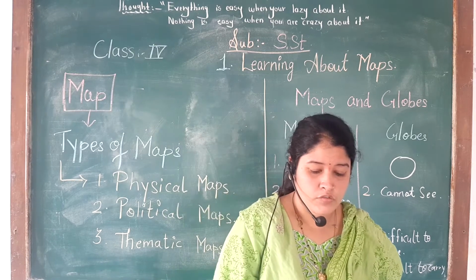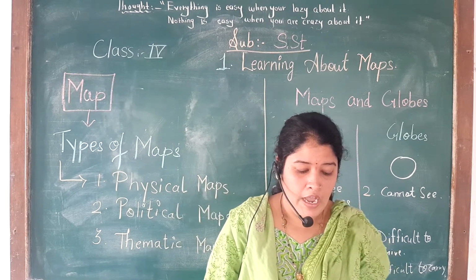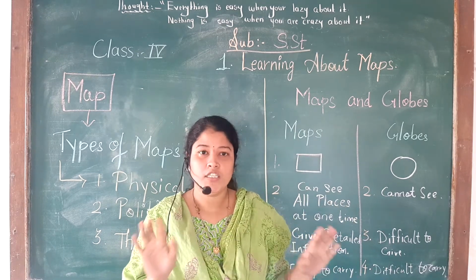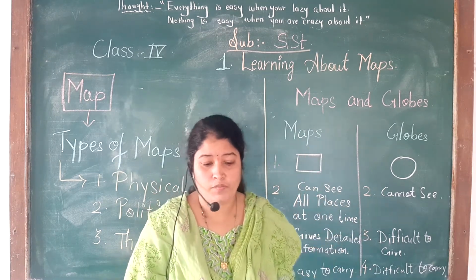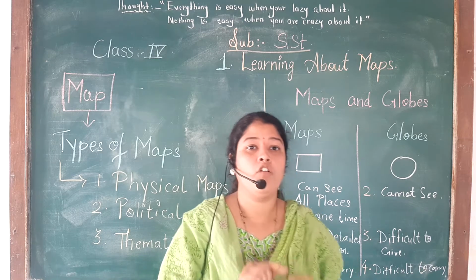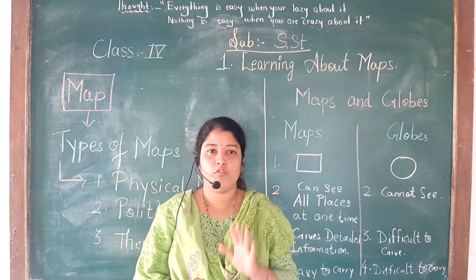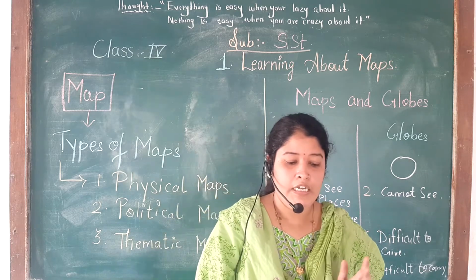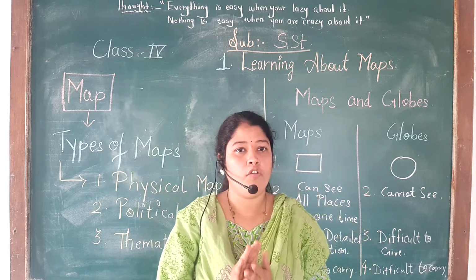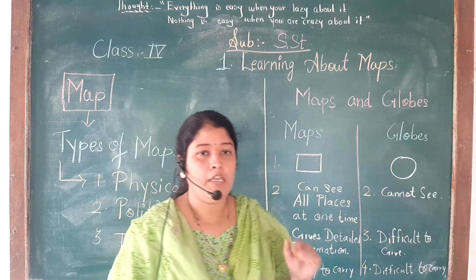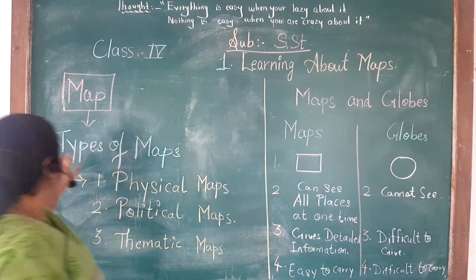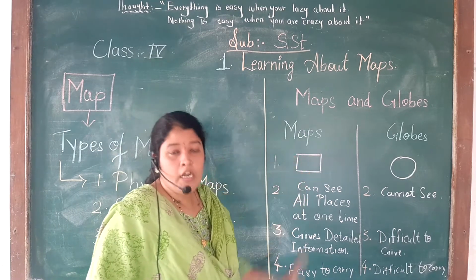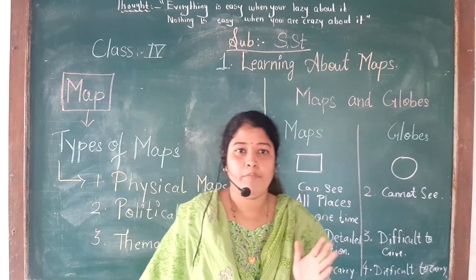Now see, students, what is a map? I have told you in the previous class. Drawing of the earth's surface on a flat surface of paper is called a map, and its features we have seen. Then key, legend. Till here I hope you all have understood. Now today we'll see the important part, that is types of maps and globes.